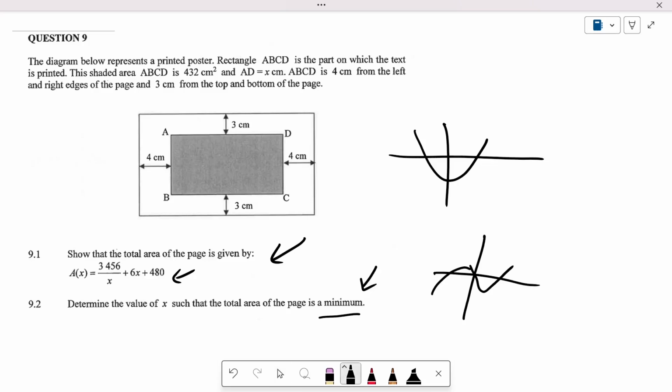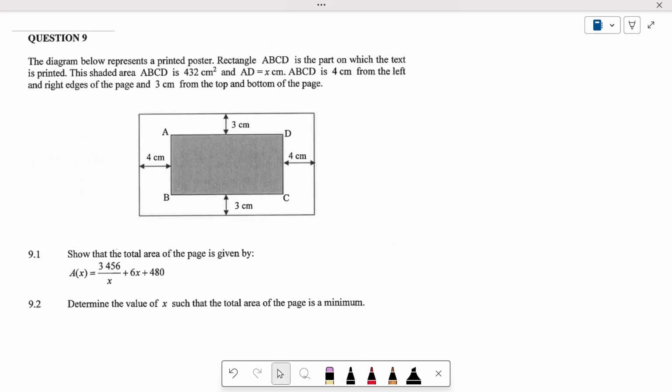Where this point over here is obviously going to be the minimum, and then this one would be the maximum because it's the highest point that we have on the graph over here, like the turning point, right? That's turning point 1, and then this would be turning point 2, which is our minimum. Okay, so now that we have an idea of what optimization is exactly asking us, let's just look at this question over here. So question 9 says, the diagram below represents a printed poster.